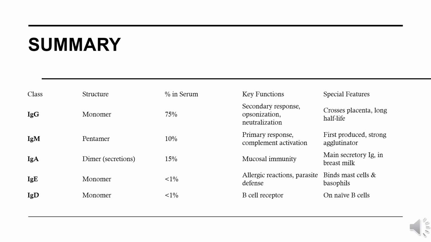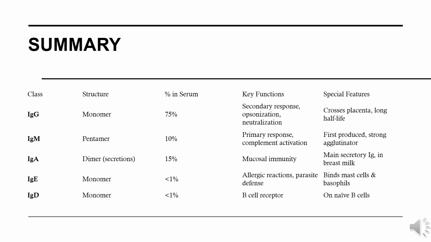Serum concentration is very high for the IgG and the lowest for IgD, and the key functions for IgG are the secondary immune response, opsonization, neutralization, for IgM, primary immune response and the complement activation. IgA plays an important function in the mucosal immunity, and the IgE plays an important role in allergic reactions and in parasitic defense mechanism. And the IgD is basically acting as a B cell receptor.